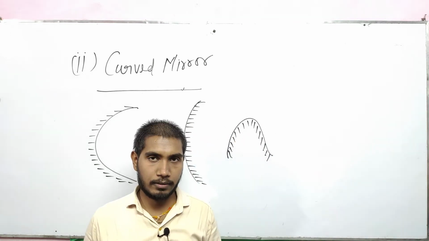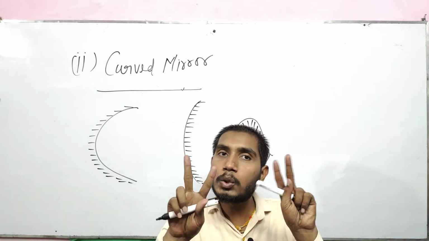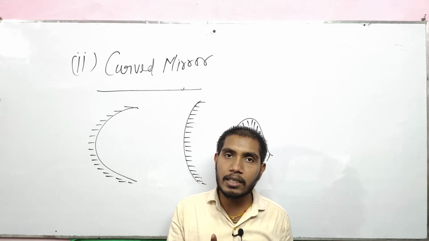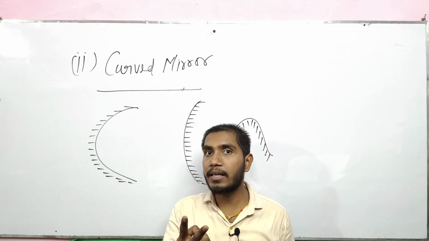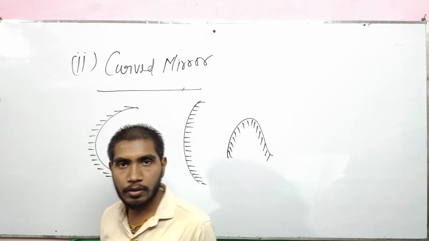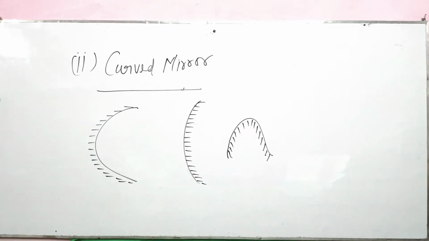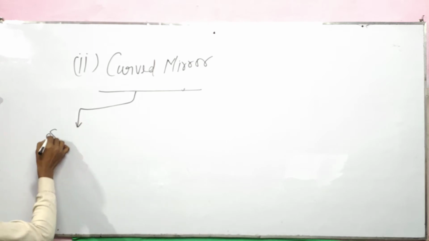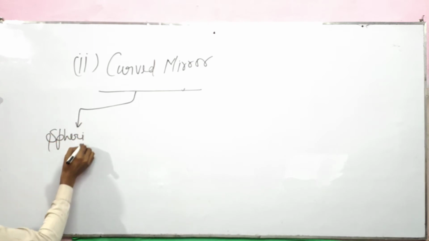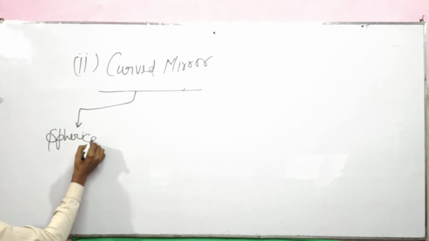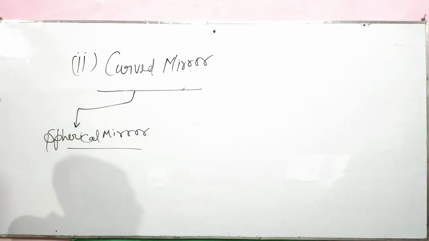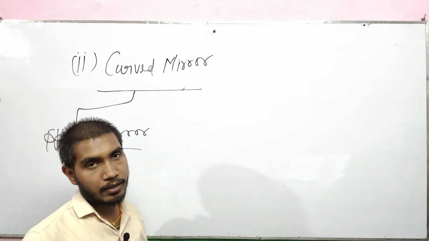Now, curved mirrors. Curved mirrors are mainly of two types. I will tell you. The first type of curved mirror is the spherical mirror. What is a spherical mirror?